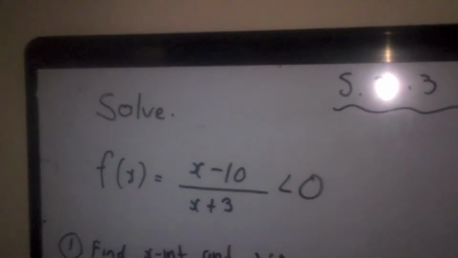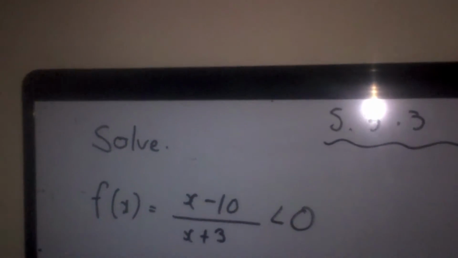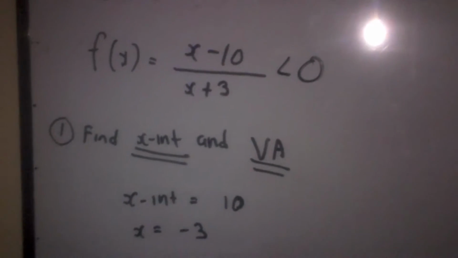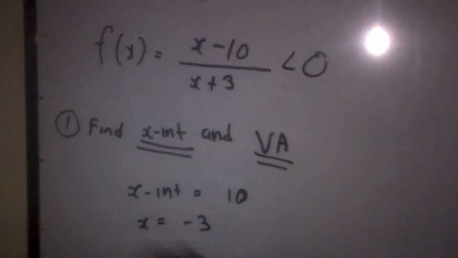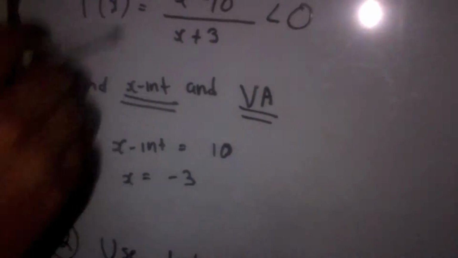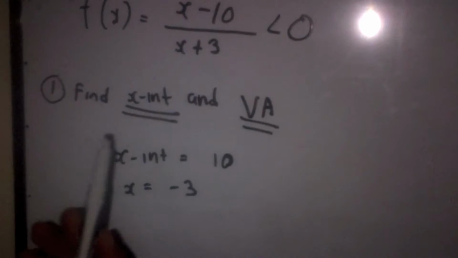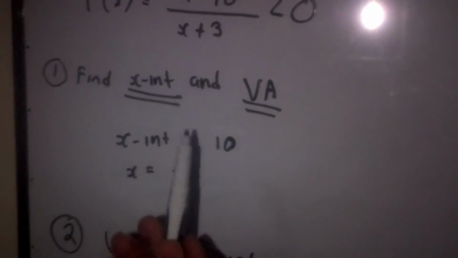First off, I'm going to take you through an example, which is f of x equals (x minus 10) over (x plus 3), and we have to determine when this function is less than 0. In order to do that, we have to factor it, but normally this is already factored, so we'll go straight to the x-intercepts and the vertical asymptotes. The first step is finding them. Looking at the equation, I can see that the x-intercept is 10, and the vertical asymptote is -3.